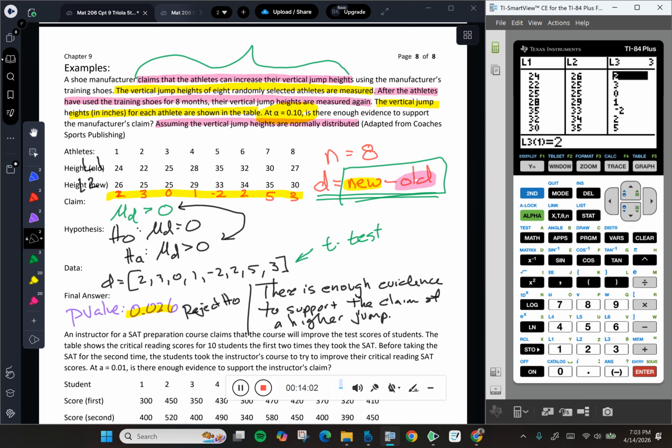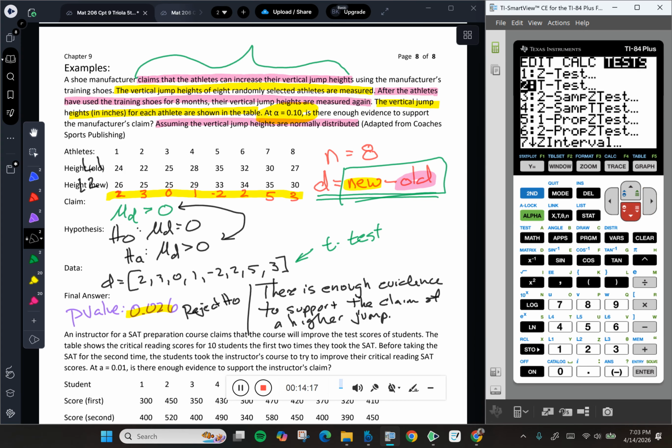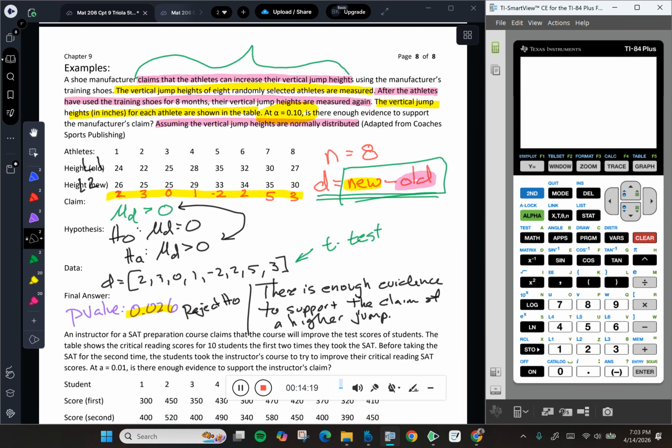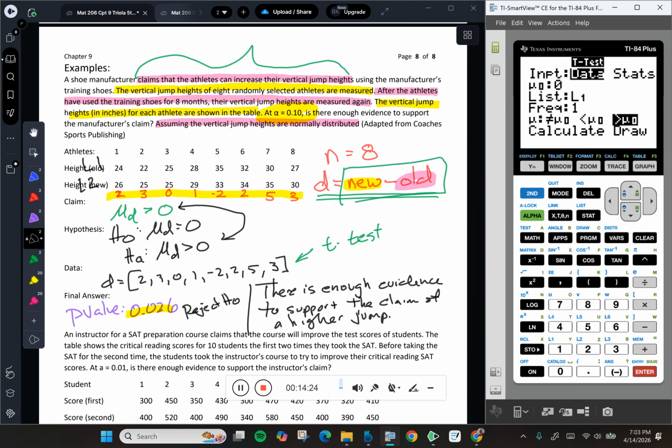Do you see how it found the same values I found by hand? 2, 3, 0, 1, -2, 2, 5, and there should be a 3 down at the bottom, which is just off the screen. Perfect. Now I could run that test, that t-test, and say use list 3. Those are the same values we got before. I'm just doing more of the work in the calculator.